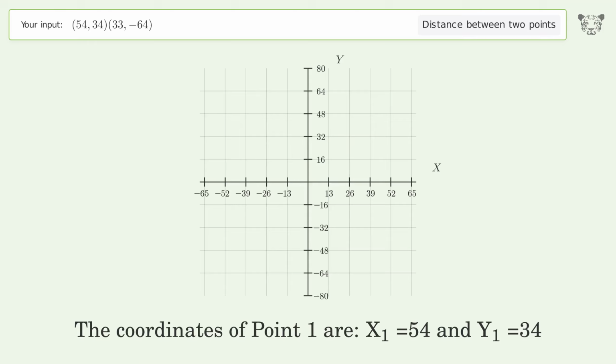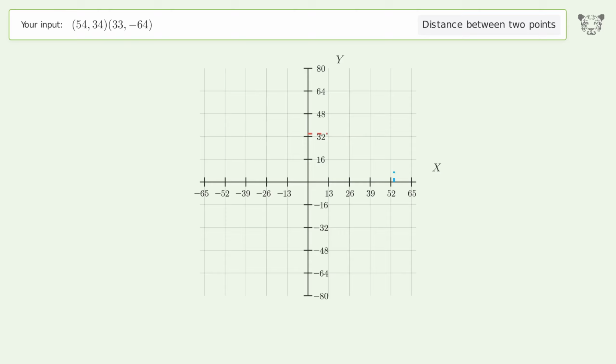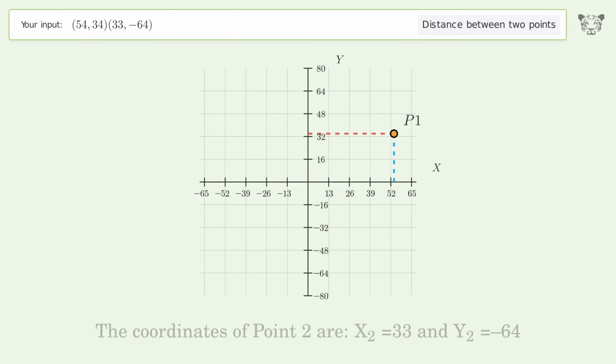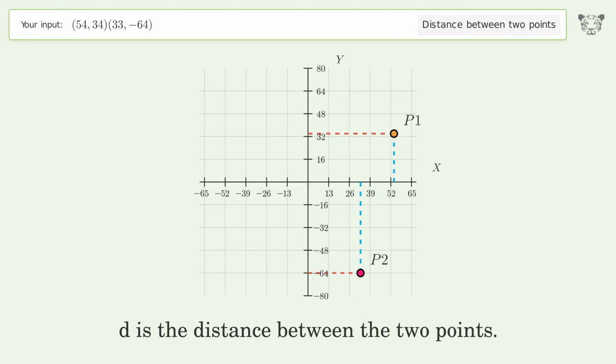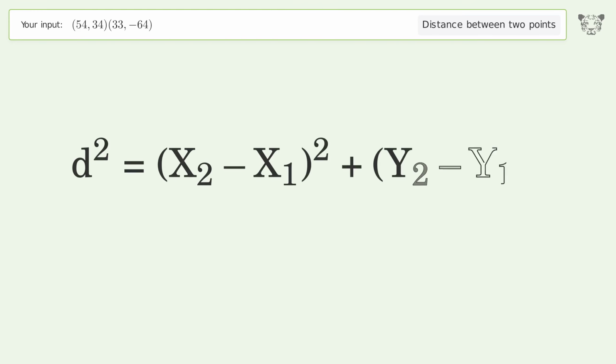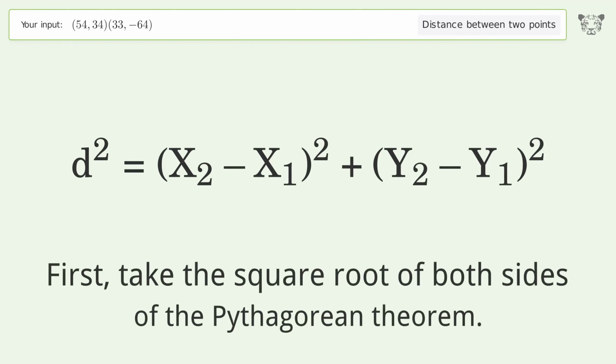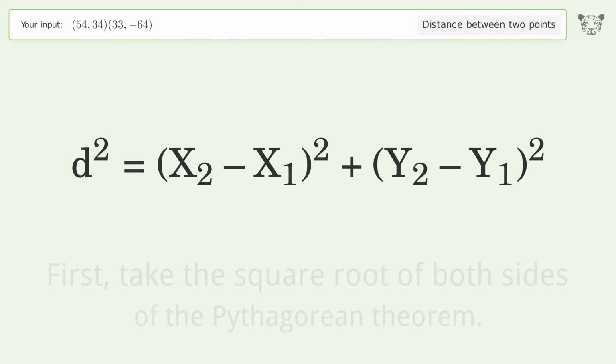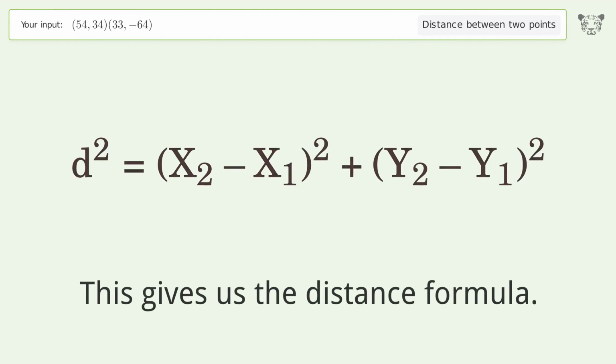The coordinates of point 1 are x1 equals 54 and y1 equals 34. The coordinates of point 2 are x2 equals 33 and y2 equals negative 64. D is the distance between the 2 points. First, take the square root of both sides of the Pythagorean theorem. This gives us the distance formula.